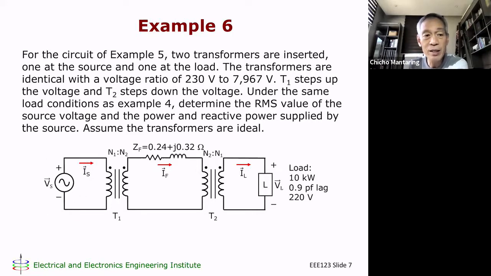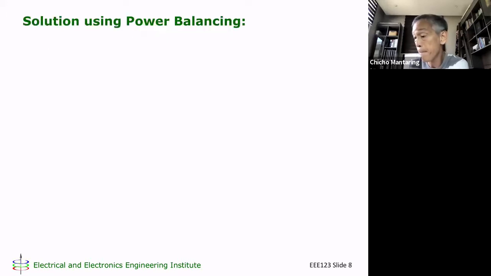But the scenario is the same as the previous question. The load is far from the source, and the difference now is that we have two transformers, one step up and one step down. Okay, this time I'm going to use a power balancing solution. You can solve this using the phasor method. You can try that as an exercise, but I just want to solve this using power balancing, just to give you more examples of power balancing.